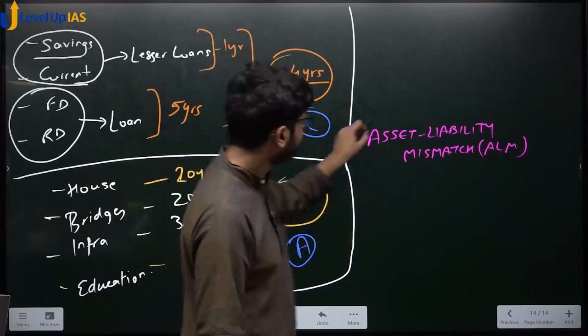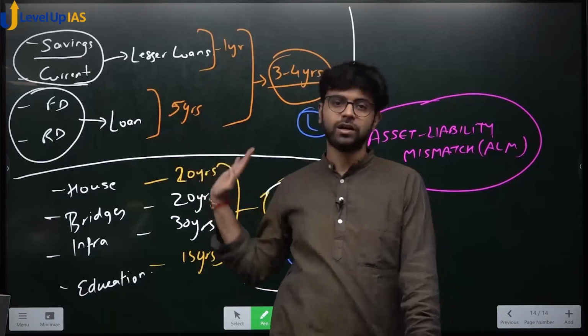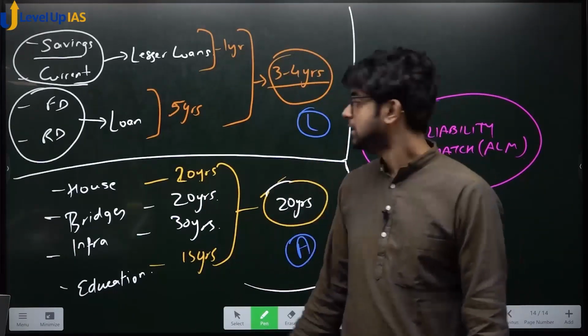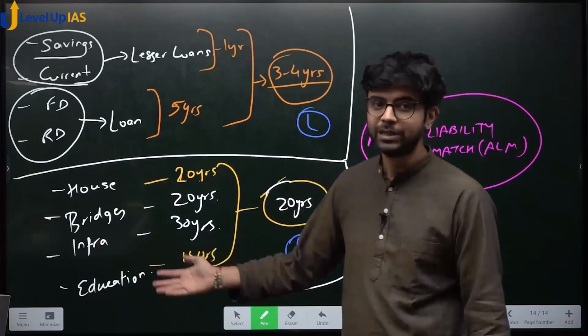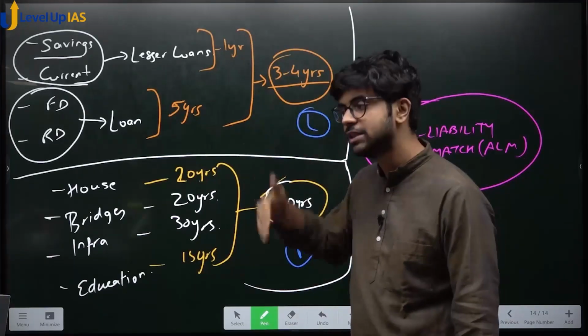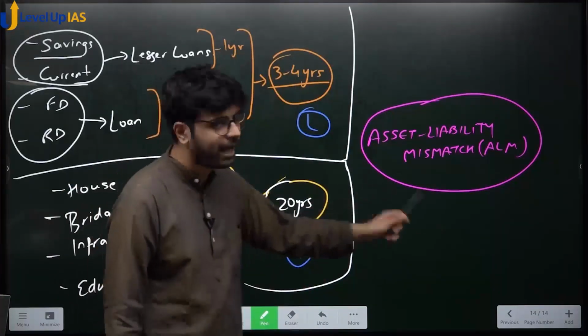Do you understand why it is called asset liability mismatch? The amount is not mismatching. Either 40 crore here, 40 crores here, or 20 crores. It is not the amount. The duration of the funds is mismatching. You are lending it out for 20 years. You as a bank will get it back after 20 years, and here you are receiving only for 3-4 years. You have to repay them after 3-4 years. This is called asset liability mismatch.